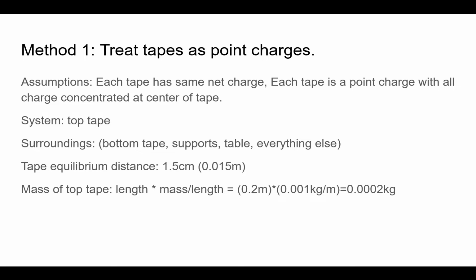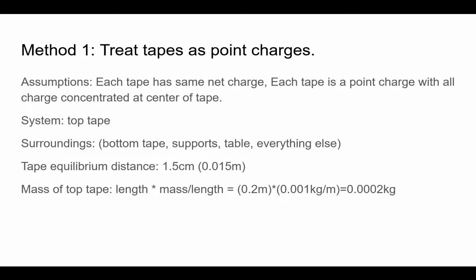And now for the first method, where we treated the tapes as point charges, we had to make some assumptions. The first assumption was that each tape has the same net charge. We can reasonably make this assumption because we use the same method to charge the tapes. And each tape is a point charge is our second assumption. And this one could cause some difference between other models. The system we define as the top tape, and the surroundings is everything else.